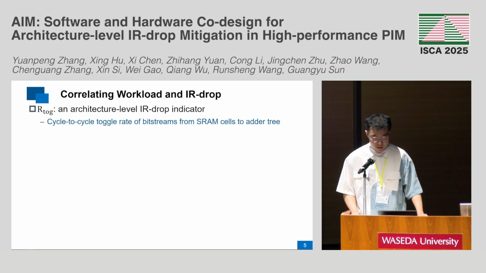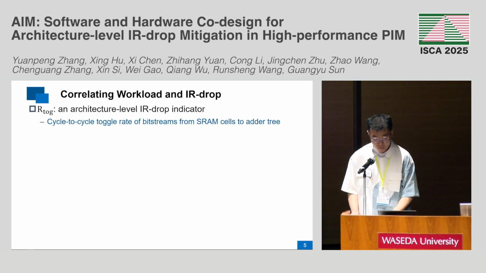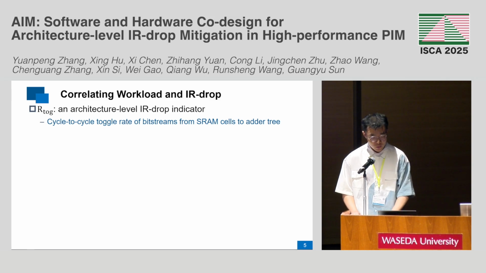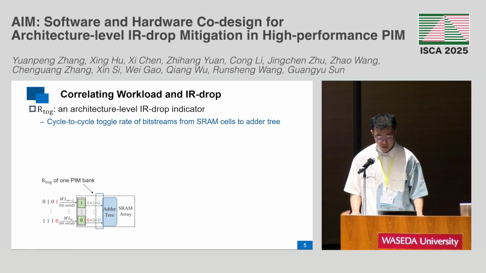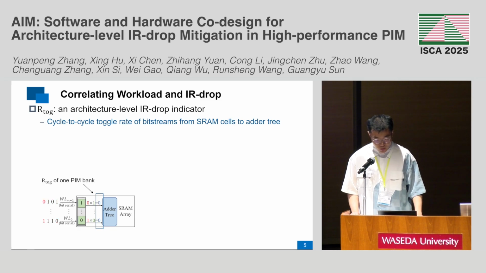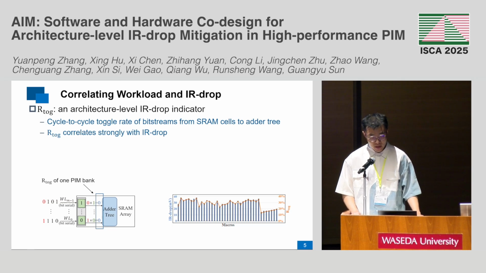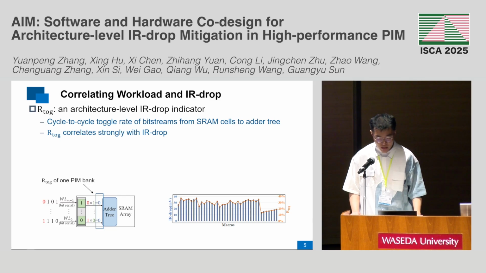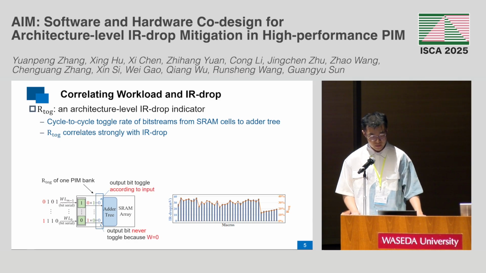Commercial tools commonly use gate-level bit toggle rates to evaluate circuit-level airdrop. Inspired by this, we propose our toggle to correlate software workload and hardware airdrop. Our toggle quantifies the cycle-to-cycle toggle rate of bit streams from SRAM cells to the adder tree. The experiment's results show that our toggle correlates strongly with airdrop, so it is possible to mitigate airdrop through our toggle. However, our toggle changes with input streams. It is infeasible for runtime analysis.